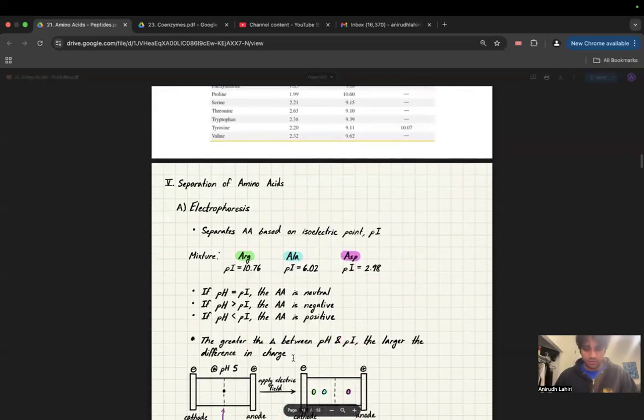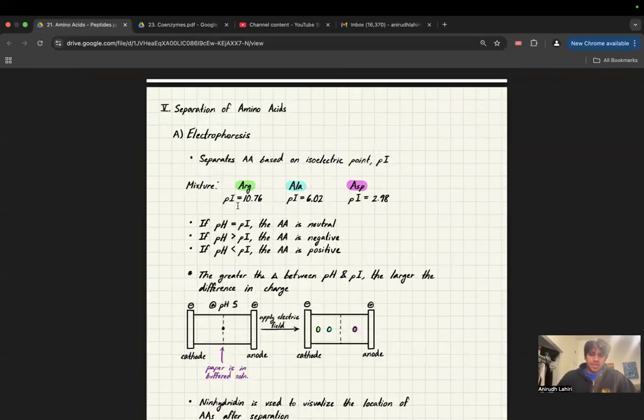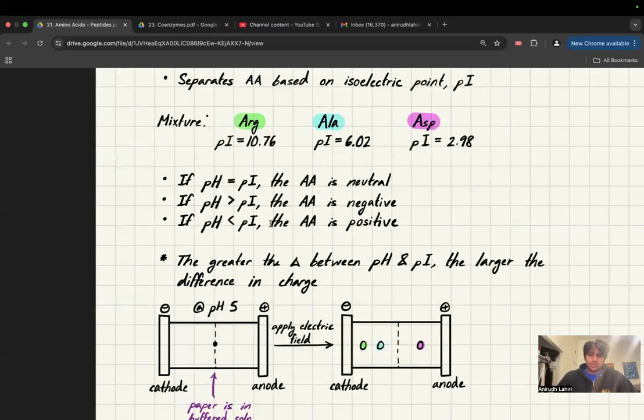Okay, so now we're going to go over a couple of lab techniques. So, separation of amino acids. Electrophoresis is probably something that you might have heard before if you've taken the 1L labs or just generally intro biology. So we separate the amino acids based on their isoelectric point. So again, the isoelectric point is when the charge of the amino acid is 0, right? So let's take a look. If the pH is equal to the pI, the amino acid is neutral.